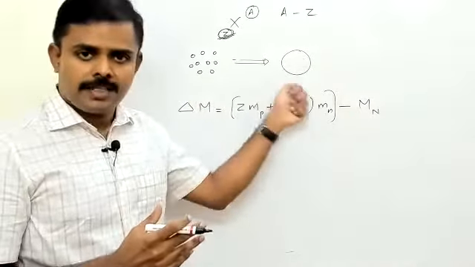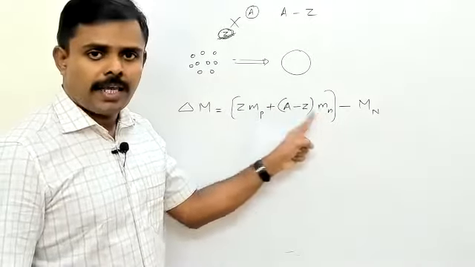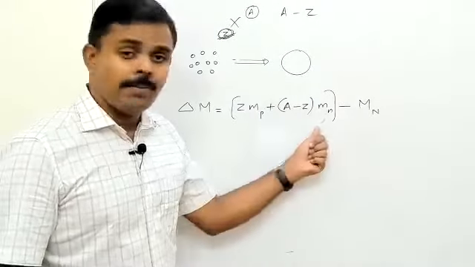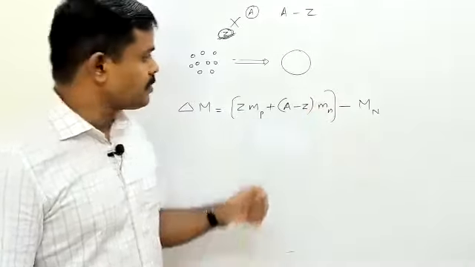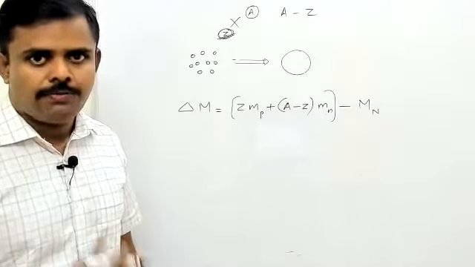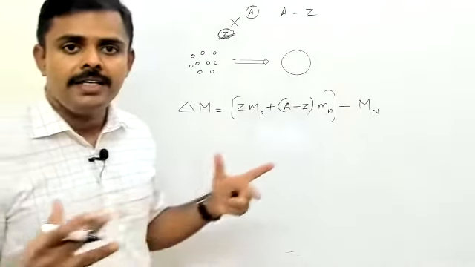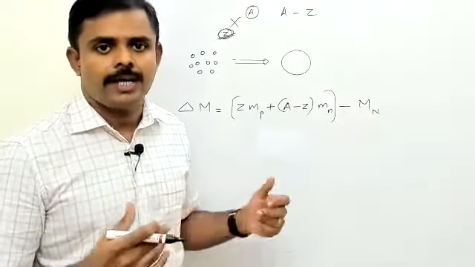How do you find it? Z times MP: for one proton it is MP, for Z protons it is Z MP. For one neutron it is Mn, for A minus Z neutrons it is A minus Z into Mn. So that is the total mass of nucleons minus the mass of the nucleus. The mass of the nucleus is a single thing, no? So that will give you the mass defect, the difference in masses. This mass is used for what? Used for binding the nucleons inside, as binding energy.